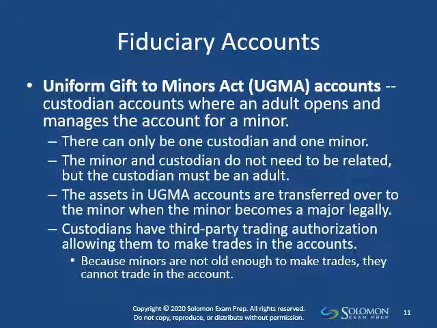Now, a very important rule that might appear on your test is that there can only be one custodian and one minor. The minor and the custodian don't need to be related, but the custodian must be an adult. Now, the assets in the UGMA account are transferred over to the minor when the minor becomes a major legally, usually when they turn 18, but it depends on the state. The custodians have third-party trading authorization, allowing them to make trades and withdrawals from the account. And that's because the minors are not old enough to make trades.